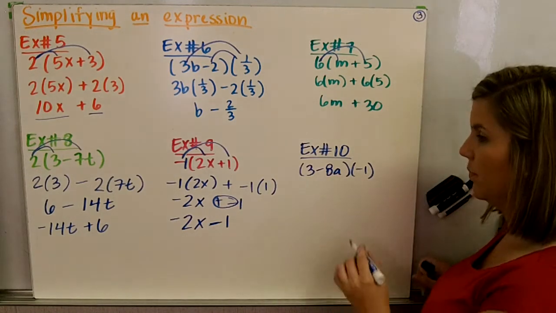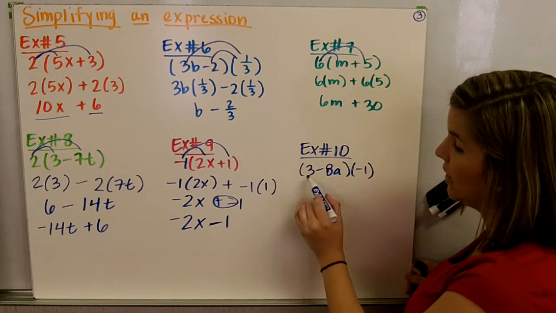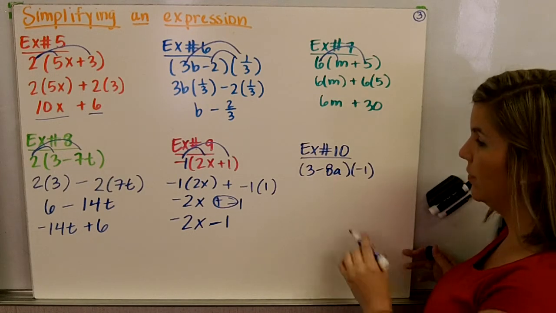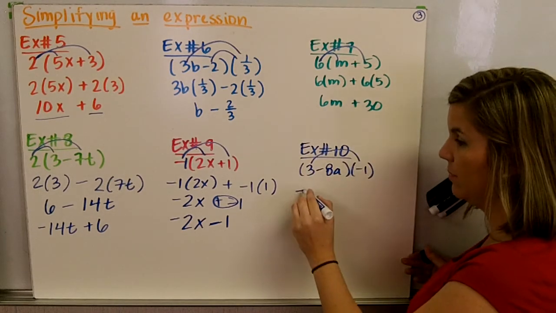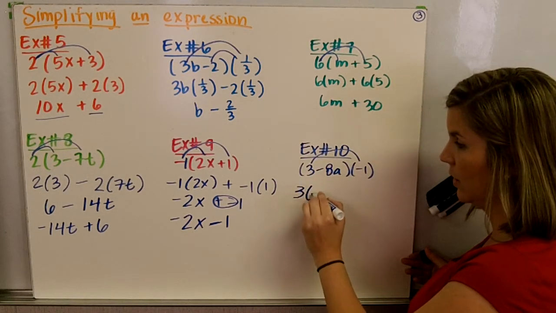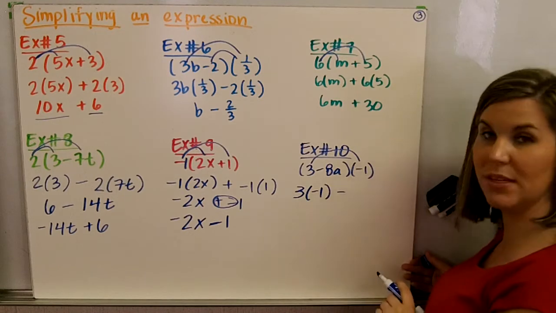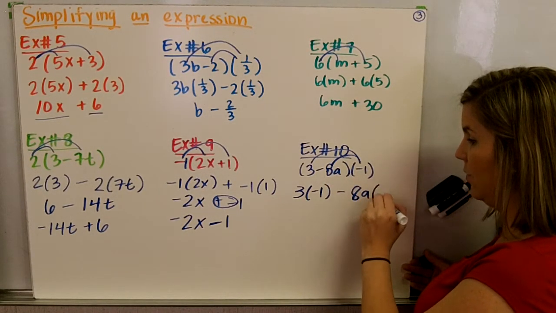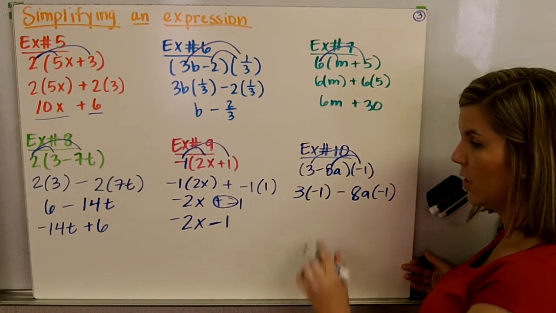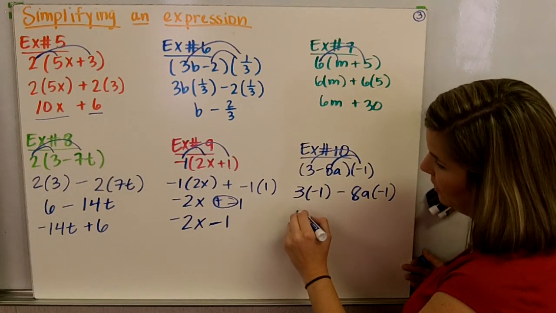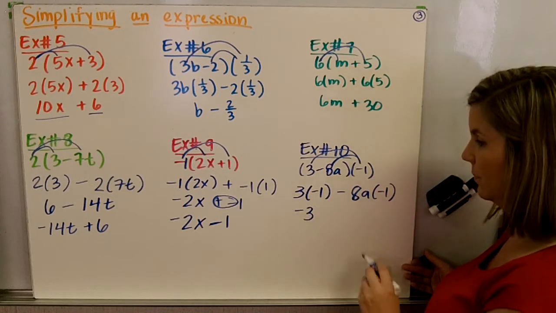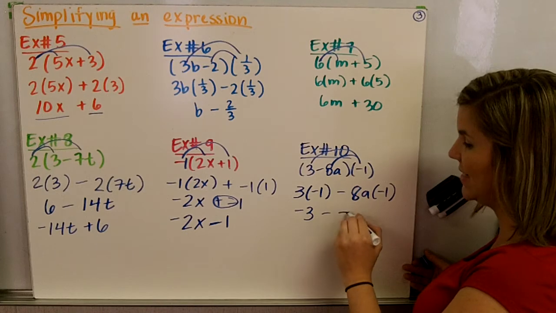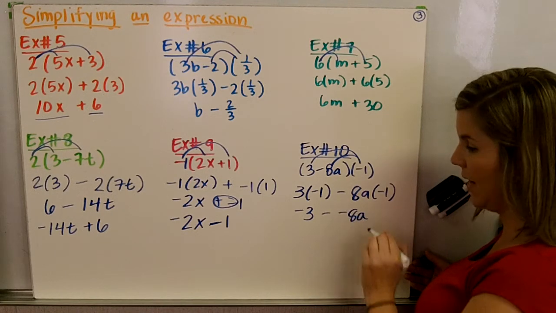Example number 10. The quantity 3 minus 8a times negative 1. So 3 times negative 1, minus, keep the sign, 8a times negative 1. 3 times negative 1 is negative 3, minus 8a times negative 1 is negative 8a.